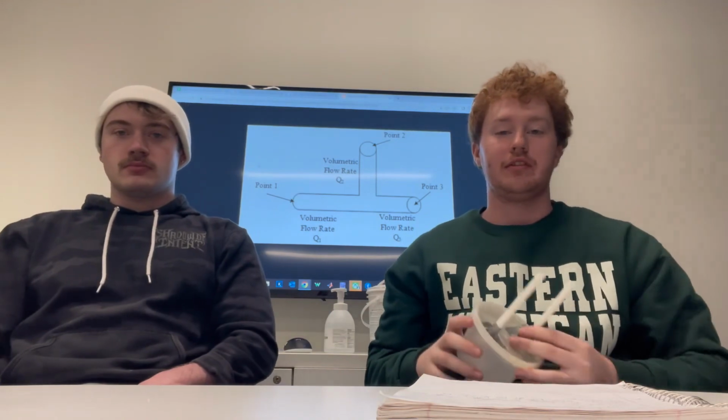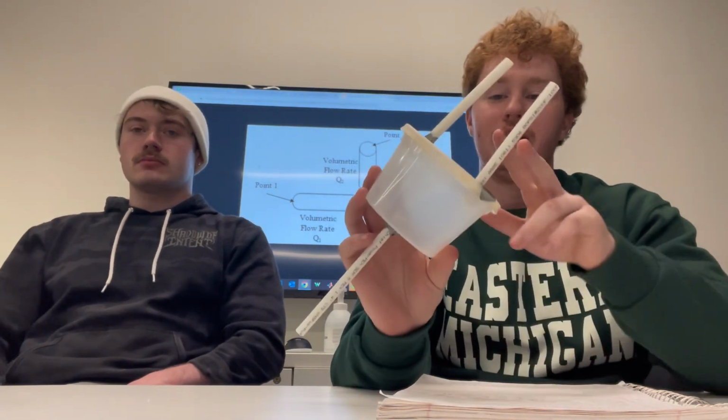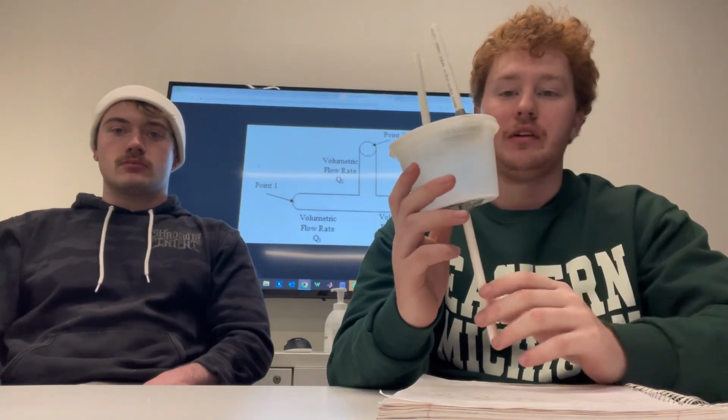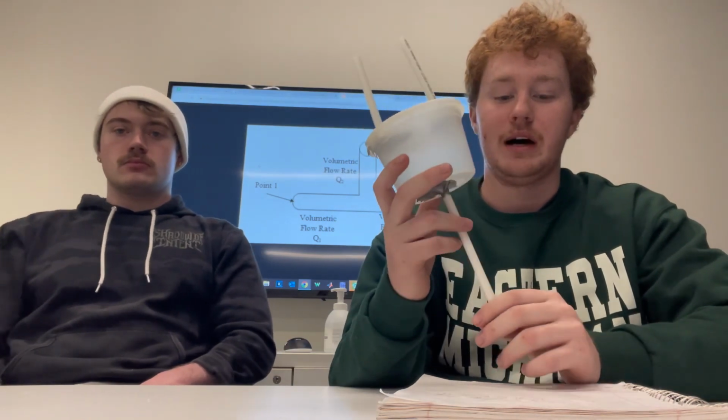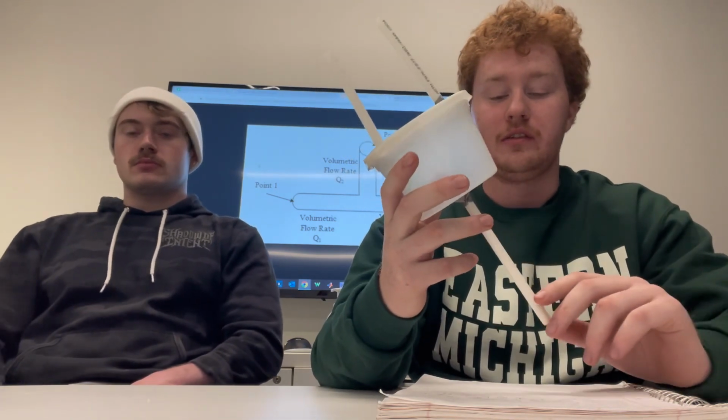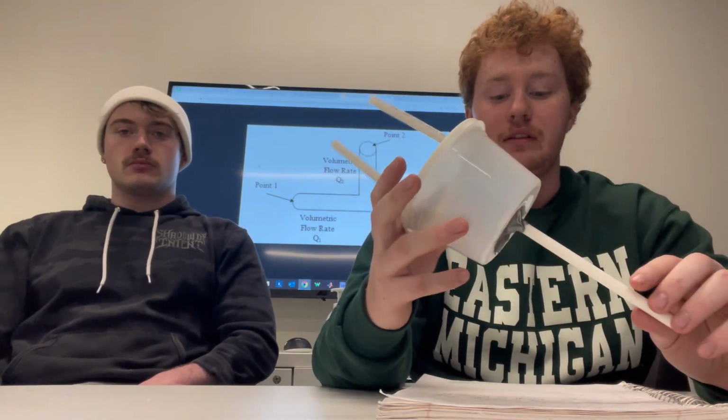To represent conservation of mass, we built this for our experiment. It has two inlet pipes, one outlet pipe, and a controlled volume. We are going to fill the entire apparatus with water, release the bottom, and let the water flow uniformly. This will demonstrate that the two inlet flow rates equal the outlet flow rate.